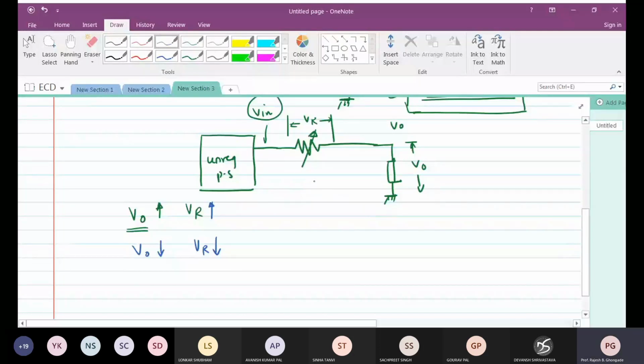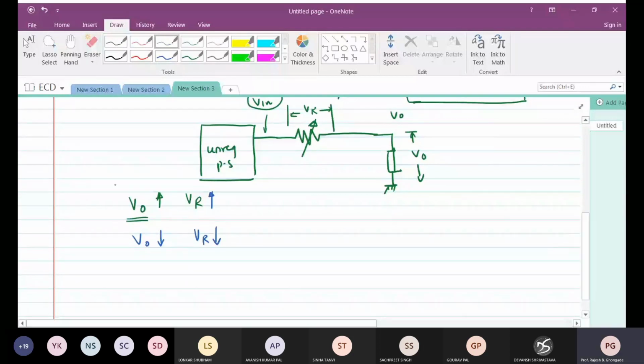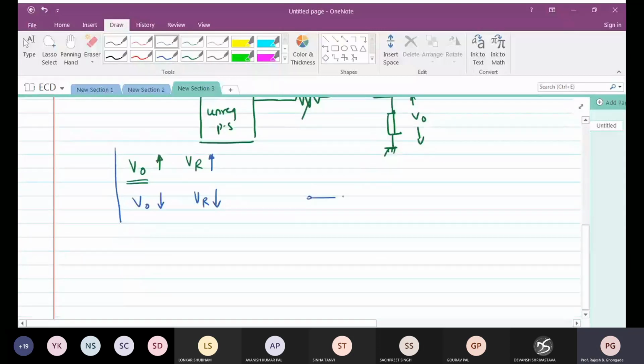We don't want this to be the case. We want it to be automatic. So we want to find a device which will let us control the voltage drop across it. Such a kind of device, if you see carefully, is our transistor. This is going to be the VCE.